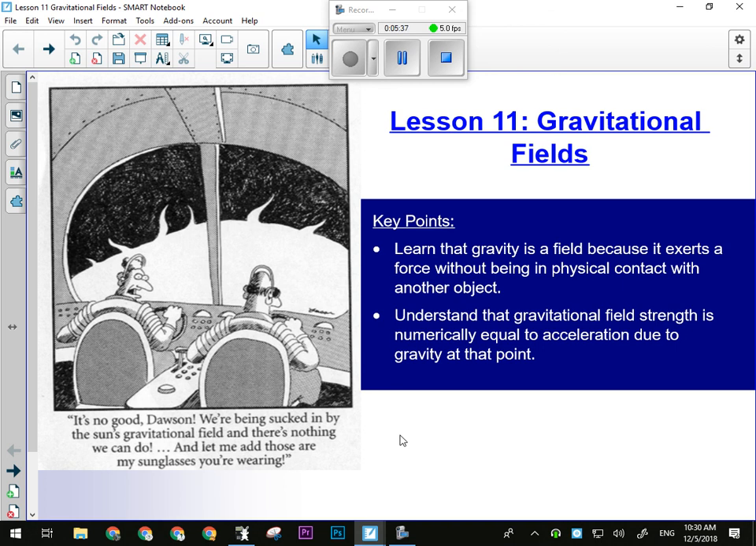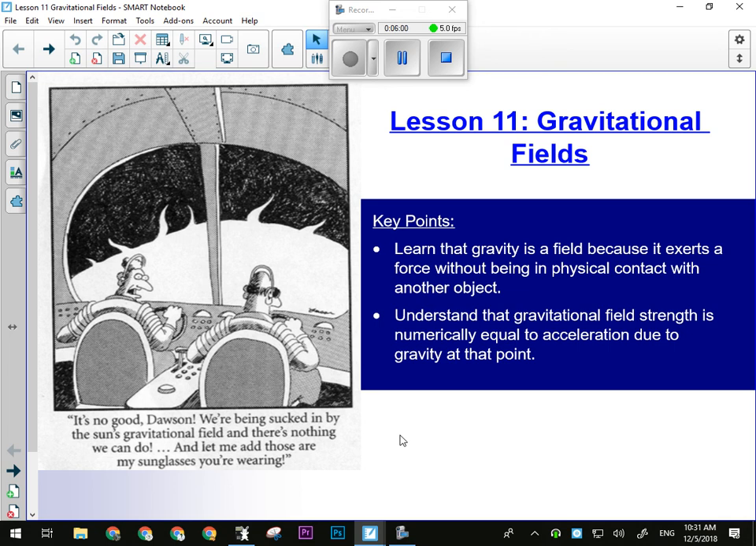All right, so fields are not something we've talked about yet in this course. Some forces that we deal with are field forces. That means they don't have to be in contact with an object, like in physical contact with it, to exert a force on it. Gravity is a field force.